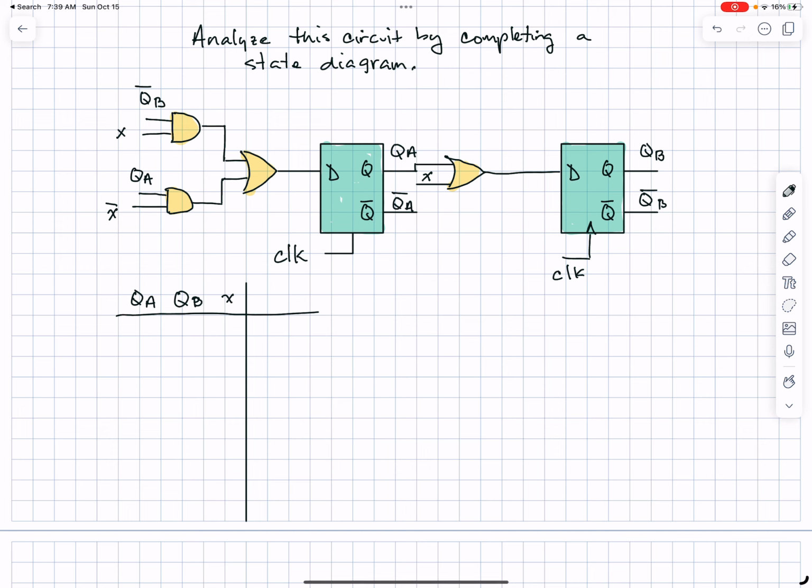From there, what I need is ultimately QA plus and QB plus, the next states. The next states will always follow the D inputs. For flip-flop A, we've got DA. For flip-flop B, we've got DB. Let's look at the next state for QA. It has an ORing of two product terms, so let's write down both product terms. Let's do X QB bar.